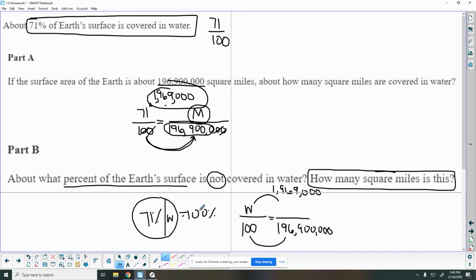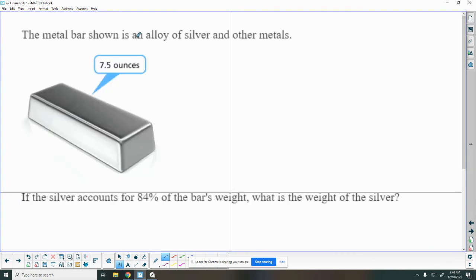So whatever this percentage is here, 71 plus something should equal 100. We're going to take that number and times it by the total to see the leftover land part. So this number up here tells us the water. This number down here will tell us not the water, which is the land. Okay, so I know those are some bigger numbers, but as long as we set it up and match everything up, these are problems that we can do.